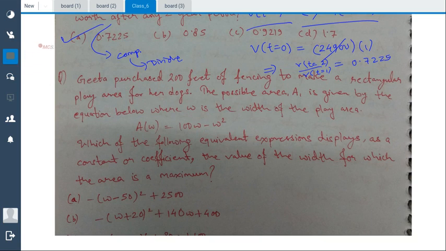My dear friends, Geeta purchased. Let me use yellow color for you guys. I like yellow a lot. Okay. In place of Geeta, let me take Vaibhav. Vaibhav purchased 200 feet of fencing to make a rectangular play area for his dogs.